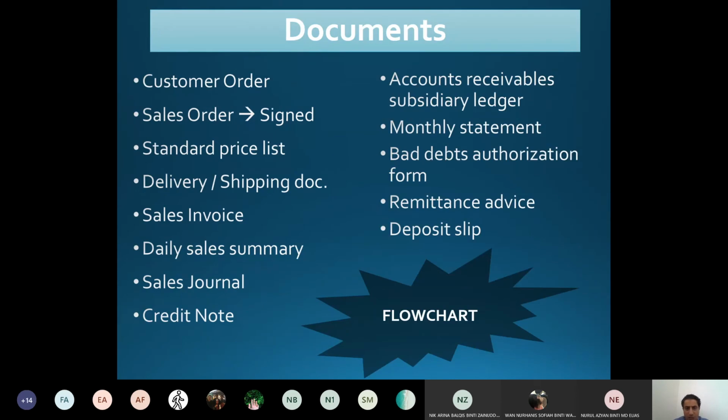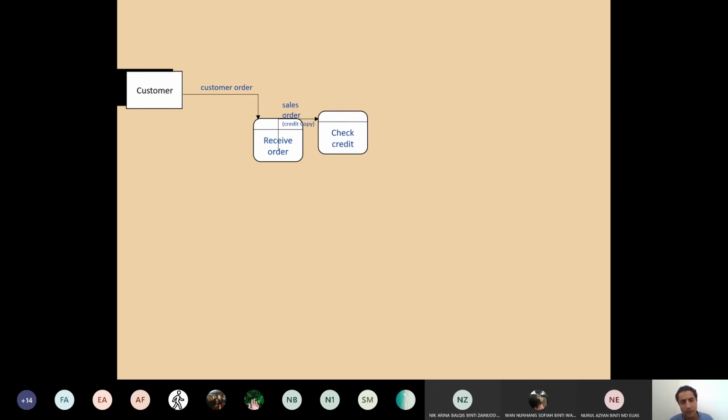Okay, so these are the documents that will be involved. Actually, we will separate and discuss this in detail in a short while. This slide shows only the summary. Let's see the flow chart, just to see the flow of the transaction. So first the customer will send the customer order. Then we will process receiving the order.